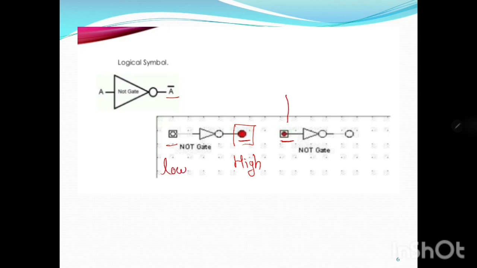And when input is high, output is low, means whatever the LED or indicator which is connected at the output, it becomes low. In an inverter, output is always opposite to the input, and that's why it is also called an inverter.